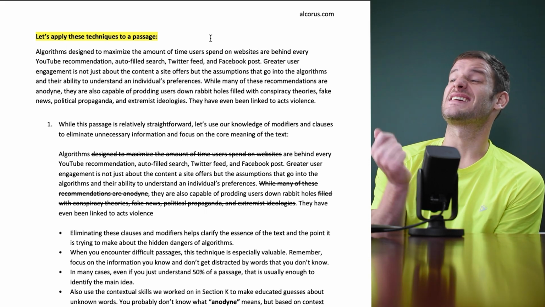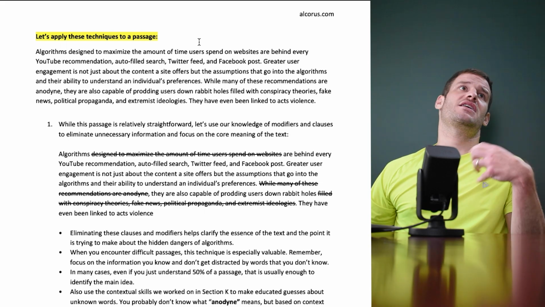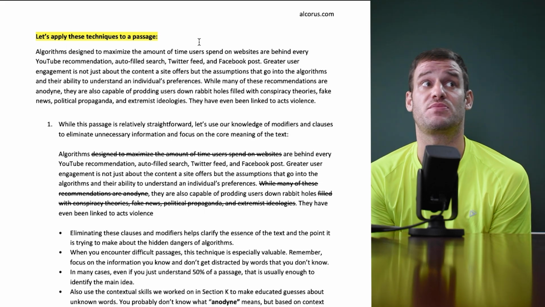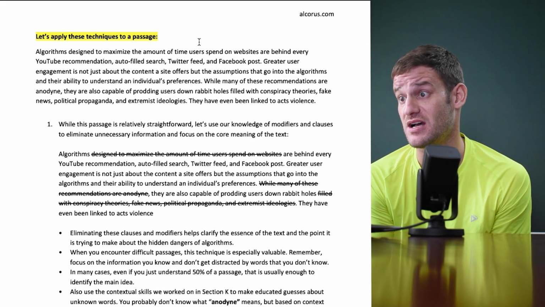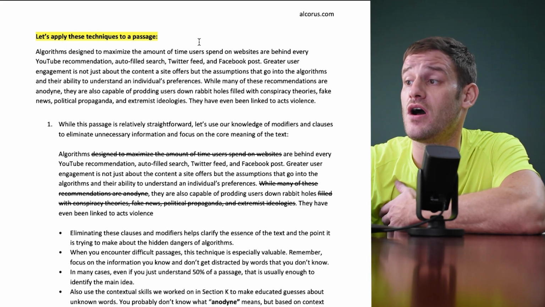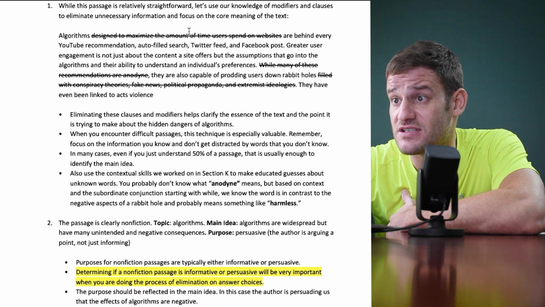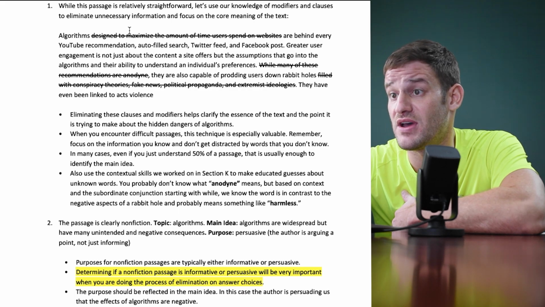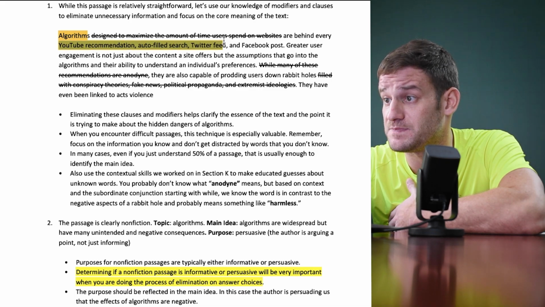Okay, so number one, let's simplify the passage. We're using a lot of the techniques we talked about in the grammar videos, like participle phrases, prepositional phrases, introductory clauses, and dependent clauses, just to get to the core of our information here. We've taken out the participle phrase and prepositional phrases, "designed to maximize the amount of time users spend." So we're left with: algorithms are behind every YouTube recommendation, autofilled search, Twitter feed, and Facebook post.